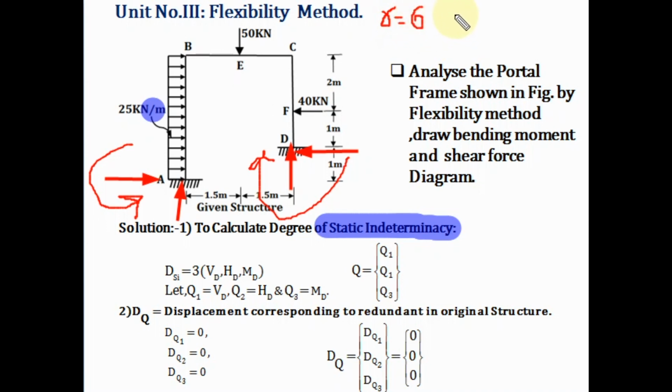Now we know the formula to find the degree of static indeterminacy. It is R minus 3. Here 3 equilibrium equations we are using: summation Fx, summation Fy, and moment. So the total number of reactions is 6, minus 3. So here the degree of static indeterminacy will be equal to 3.